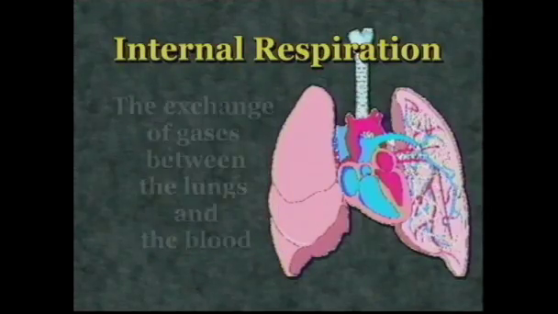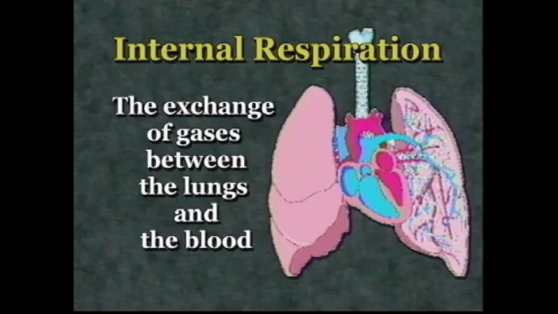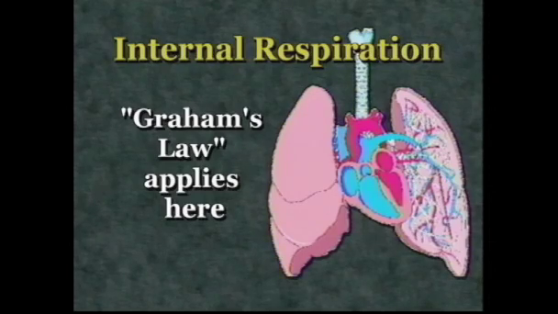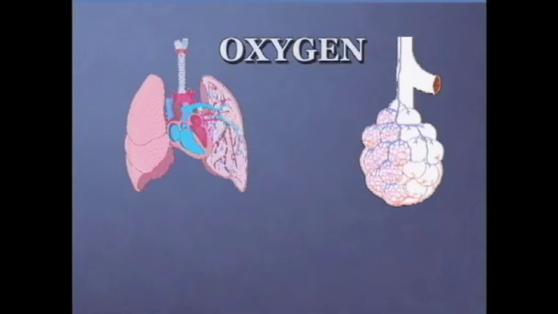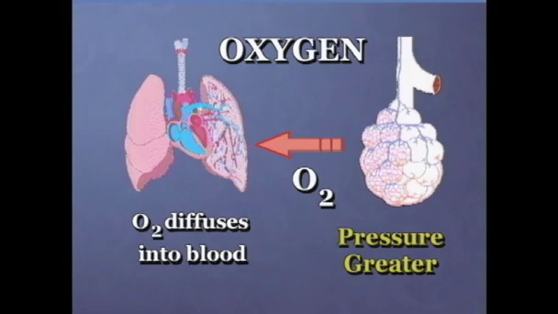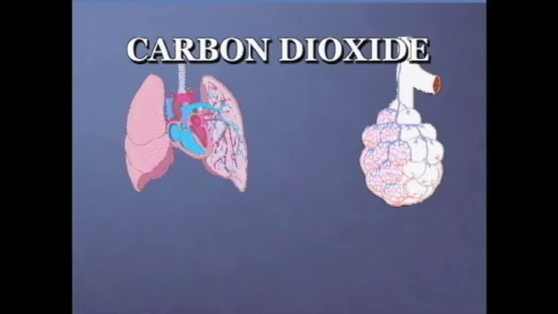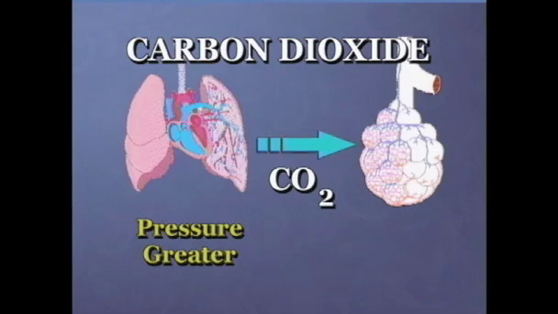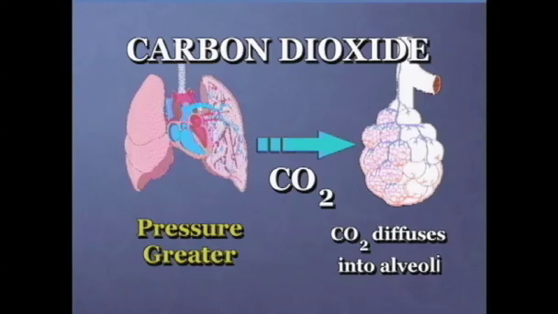Internal respiration is the exchange of gases between the lungs and the blood. The principle of Graham's law also applies here. If within the alveoli the pressure of oxygen is higher than the pressure of oxygen returning from the cells by way of the circulatory system, then oxygen will be diffused into the blood. The same principle applies to carbon dioxide. If the pressure of carbon dioxide is lower in the alveoli than the pressure of carbon dioxide returning from the cells, then carbon dioxide will be diffused into the lungs to be expelled.